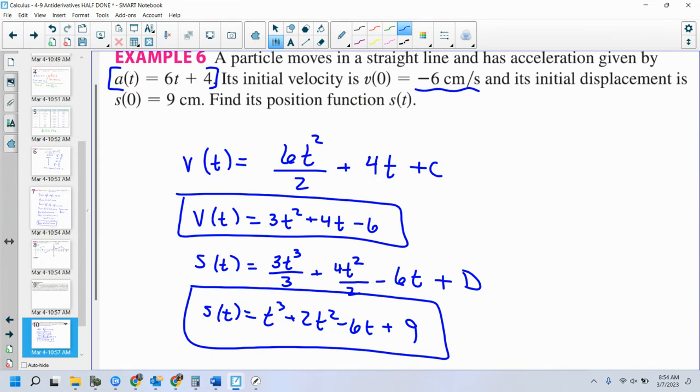It only asked for position, but we needed to get through velocity, right? There's no way to go from acceleration to position without going through velocity. So just by knowing that the acceleration was 6t plus 4, I can get that the position is some weird, wacky cubic function, right? By knowing what the acceleration was, that linear acceleration, starting velocity, starting position.